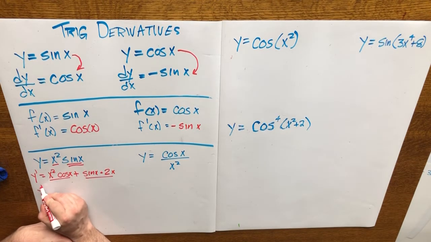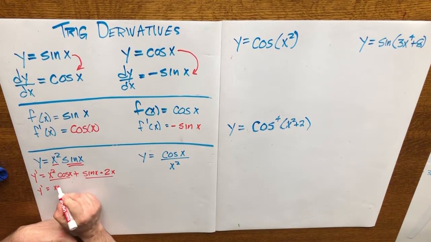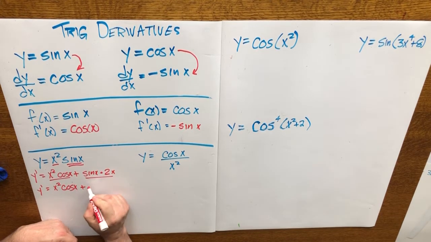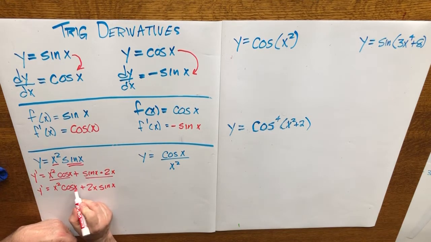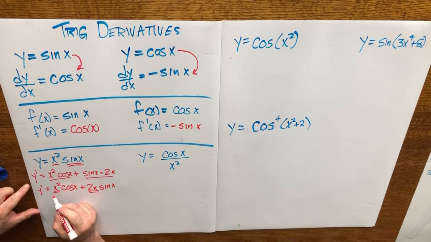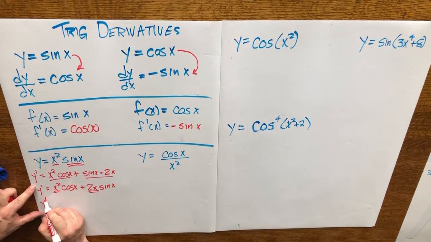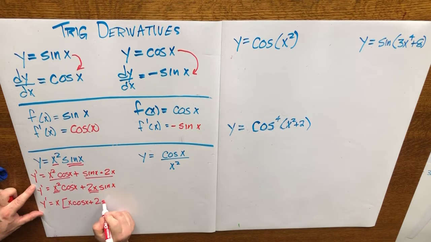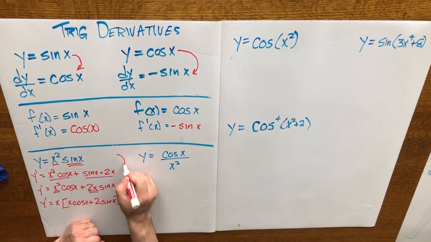So y prime, maybe I'll do it in a couple of steps, looks like this: x squared cos x plus 2x sine x. You'll notice that this cos has an argument of x, and sine of x. You can't common factor the argument, but you can look at the algebra in front and say, okay, for that algebra, I can common factor out an x. And you're left with x cos x plus 2 sine x inside the brackets, with the common factor of x.